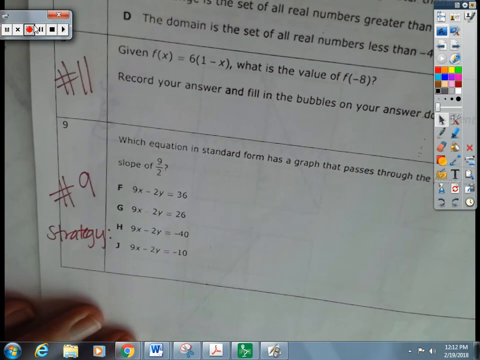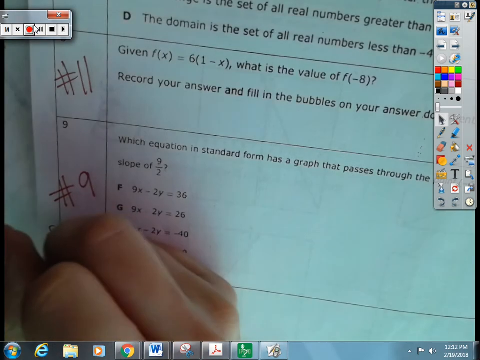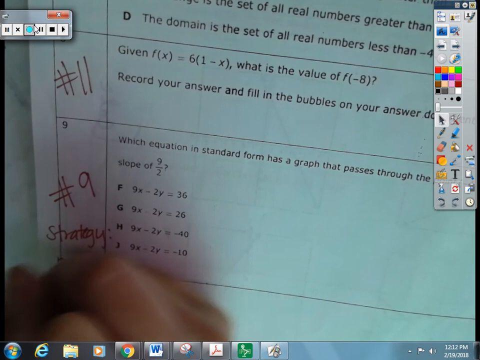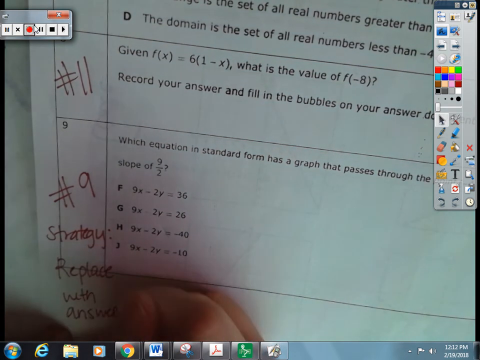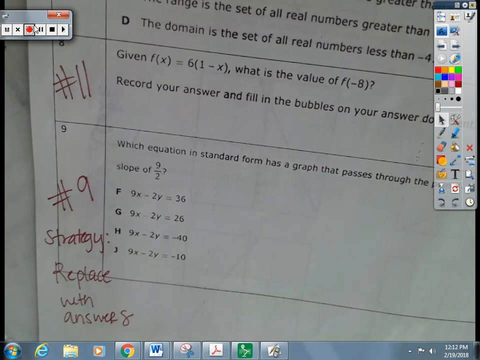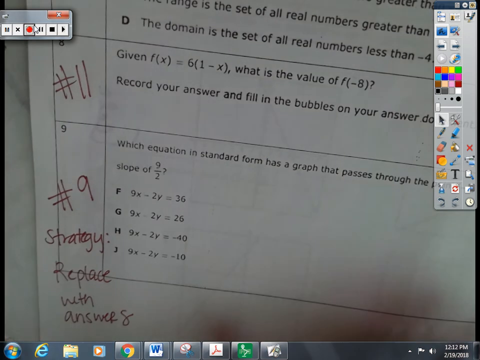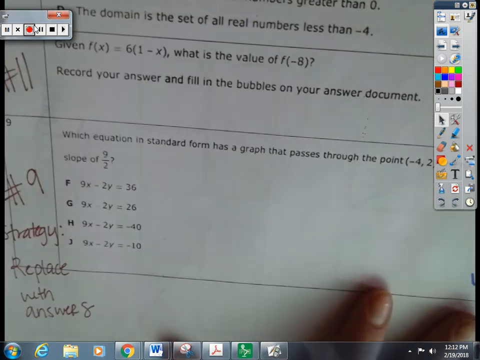What I'm going to have you do is called replace with answer. You're going to look at the answers and replace with the answers. You're going to basically see which one is the correct answer. We're on number 9, and we're going to replace it with the answers.